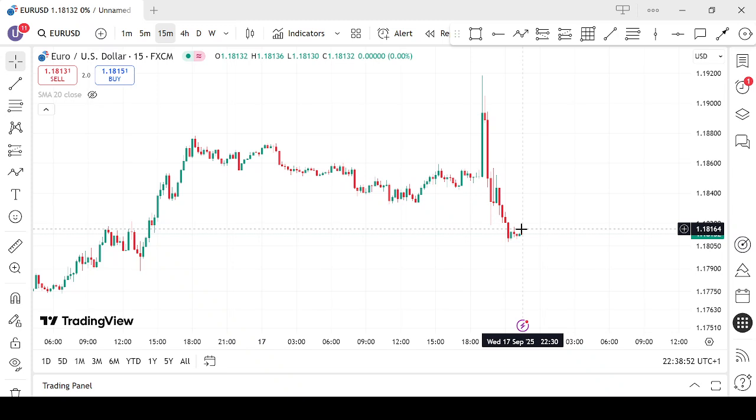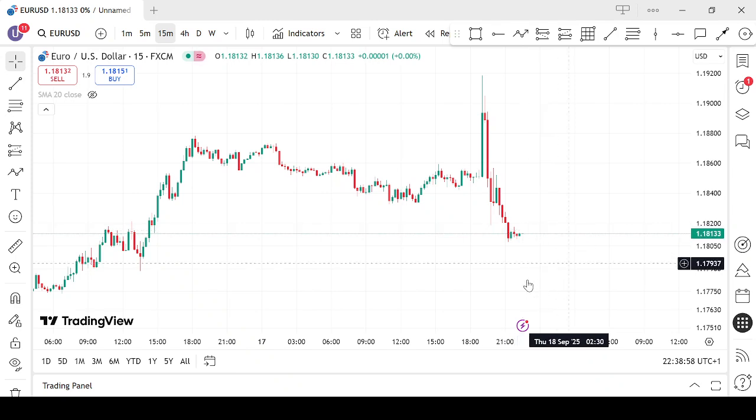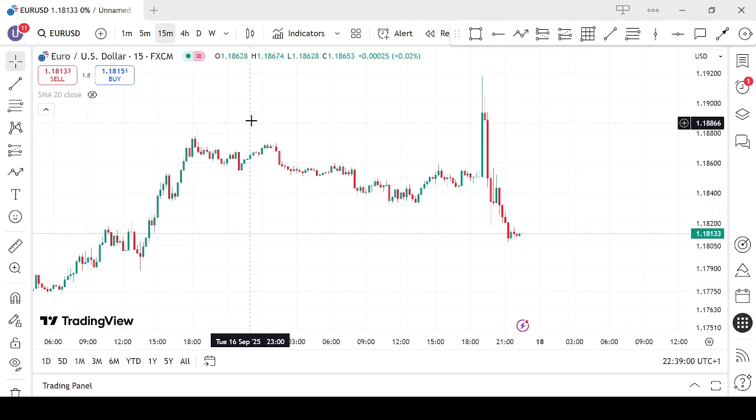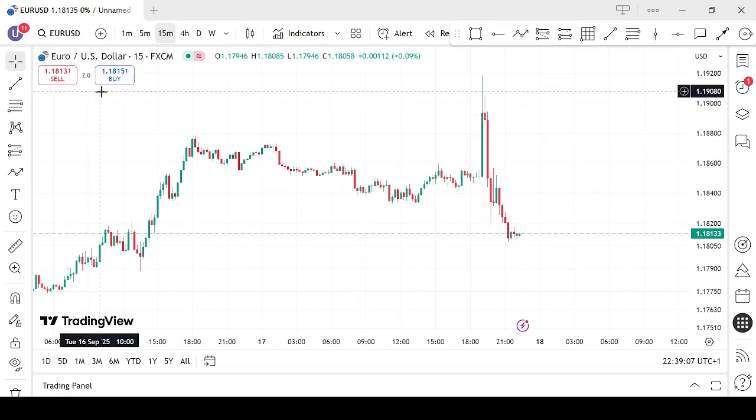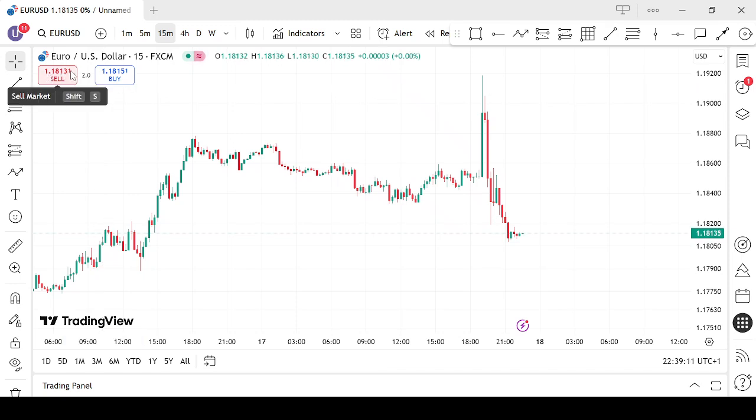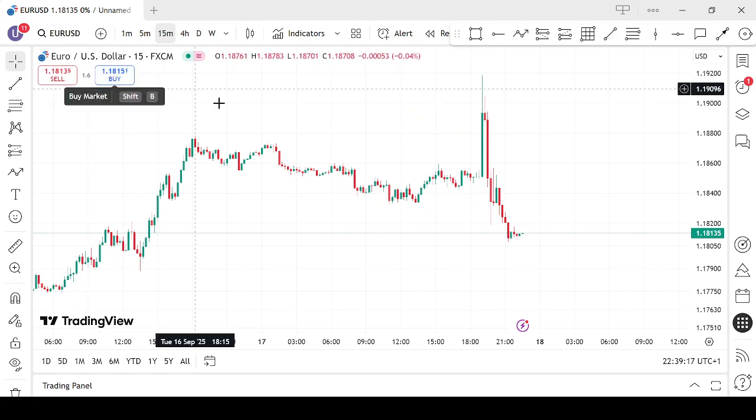Now in your trading platform you will notice there are two prices for every asset. The two prices are your bid price and your ask price. This is one of the prices, and this is your bid price. This is your asking price and this is your bid price.